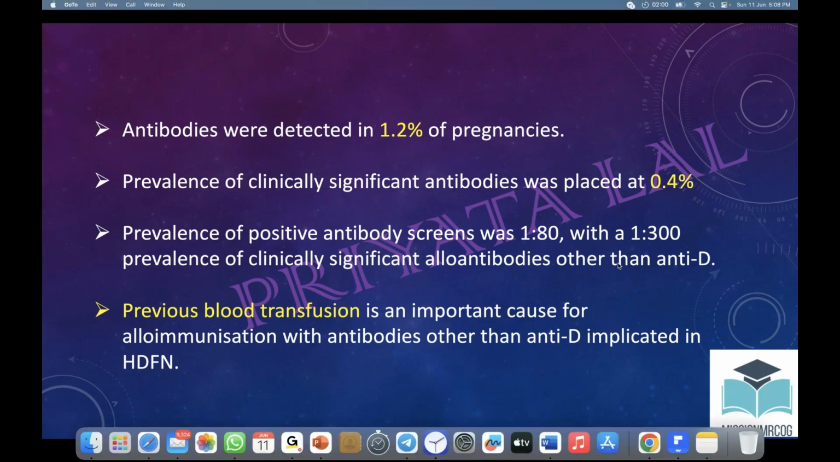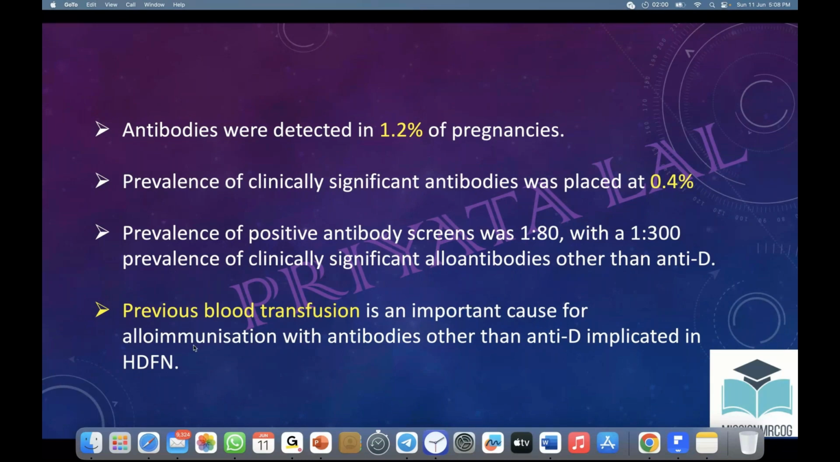And what is the most important cause for allo immunization? It will be previous blood transfusion. So part 2 people may get this question, like what is the important cause for allo immunization, and the answer will be previous blood transfusion.